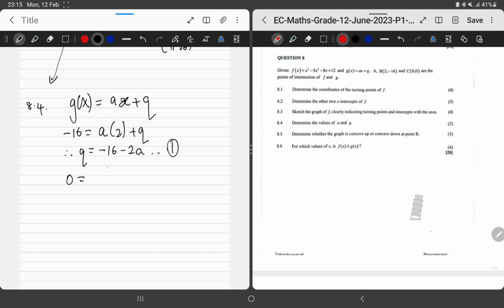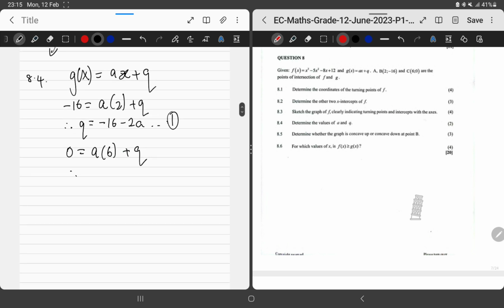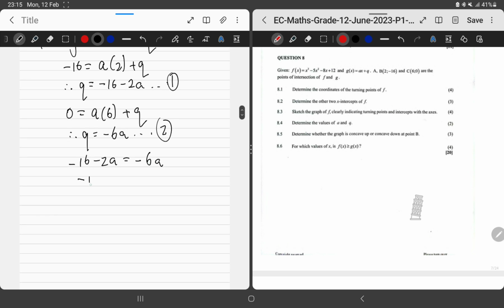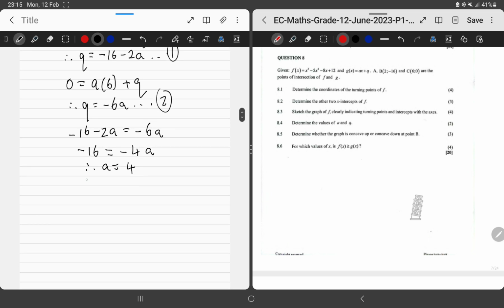Now I'm substituting for C. 0 = a multiplied by 6 plus q. Therefore, q should be equal to -6a, which is equation 2. So q is equal to q. So I'm just going to equate -16 - 2a = -6a. -16 = -4a. Therefore, a should be equal to 4. Then q is equal to -6 times 4, which is equal to -24.